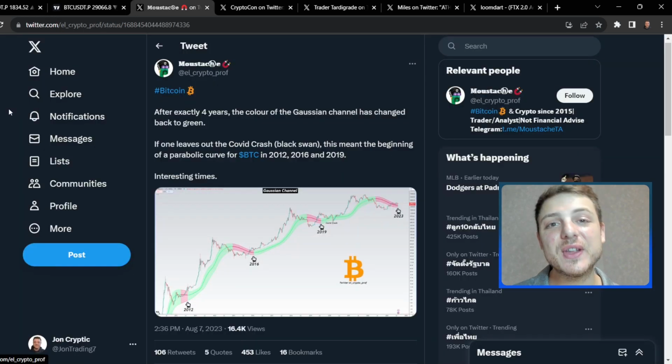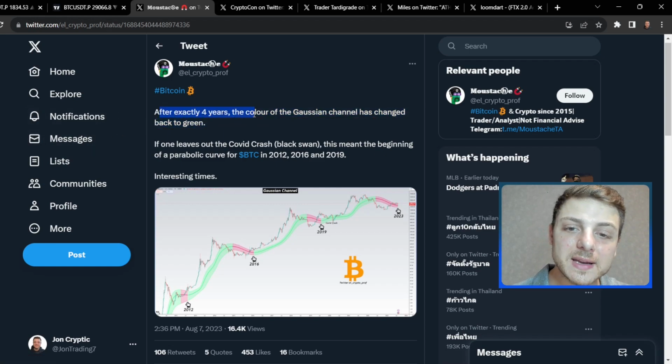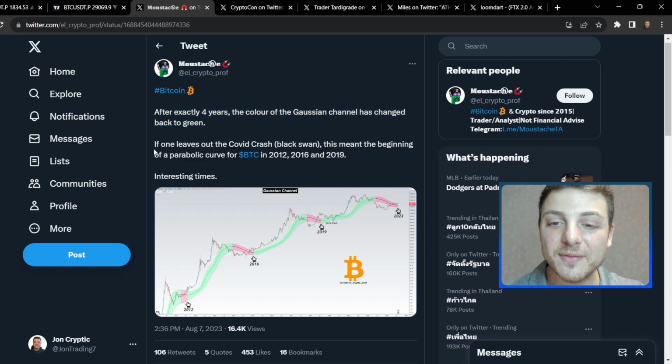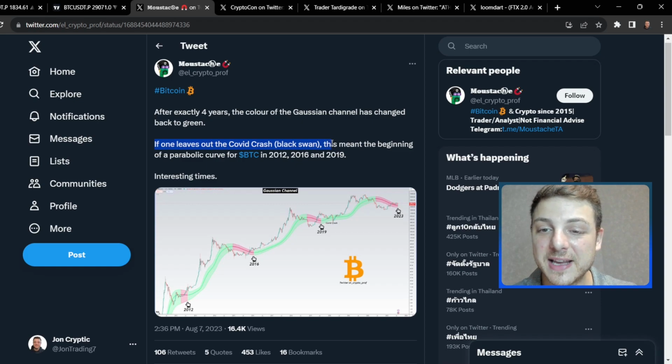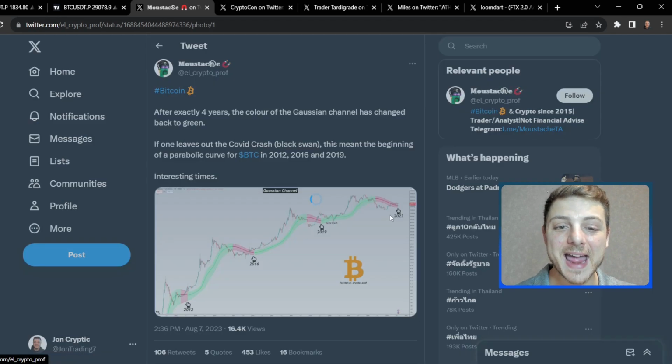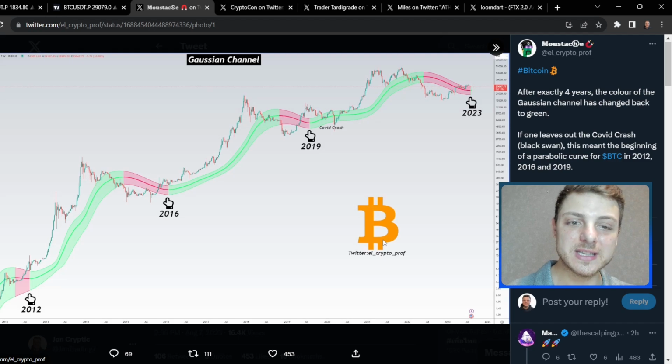Let's begin today's video with the crypto news. Bitcoin. After exactly 4 years, the color of this channel has changed back to green. If one leaves out the crash, the black swan, this meant the beginning of the parabolic curve for Bitcoin: 2012, 2016, 2019, and now looking at this 2023 region.